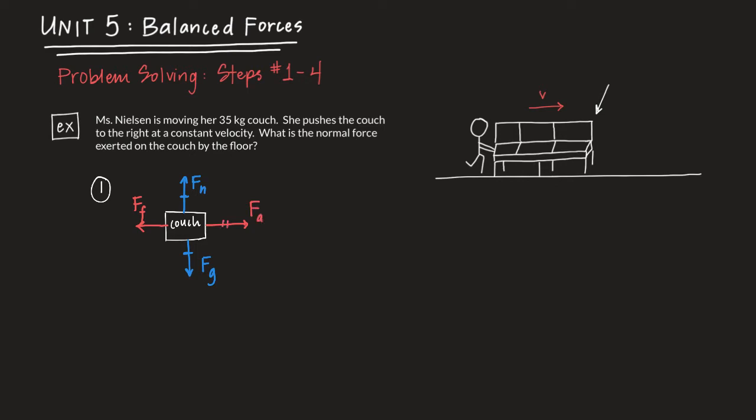We know the force of friction and the applied force have to be equal and opposite, even though my arrows don't really look like they're the same length. We are saying that they are the same length because we're traveling at a constant velocity. We have balanced forces. That's the unit that we're in. So just reminding ourselves that the normal force has to be equal to the force of gravity and that the force of friction has to be equal to the applied force.